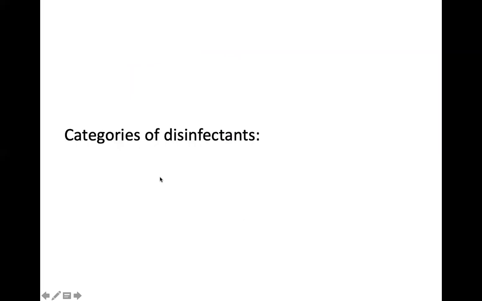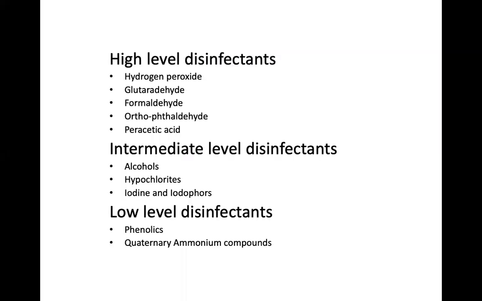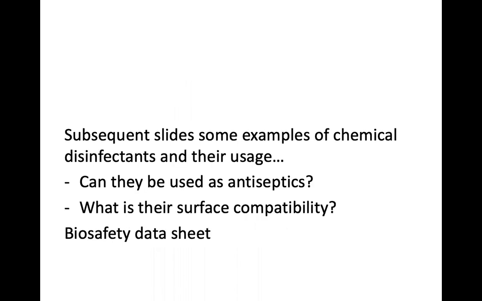So in terms of categorizing these chemicals, we can just group them based on their strength, okay? The high level disinfectants can kill microorganisms that have a higher intrinsic resistance compared to the low level disinfectants. The intermediate level are just that, they're intermediate. So the choice of disinfectant that you'd pick would be guided by the kind of work you are doing, okay? The kind of microorganisms that you suspect you're dealing with, okay? That is one. Then I said you can group them as antiseptics or non-antiseptics.